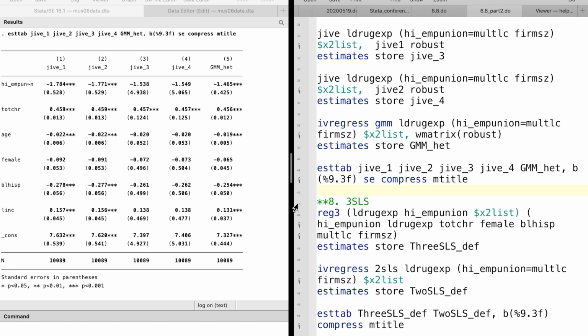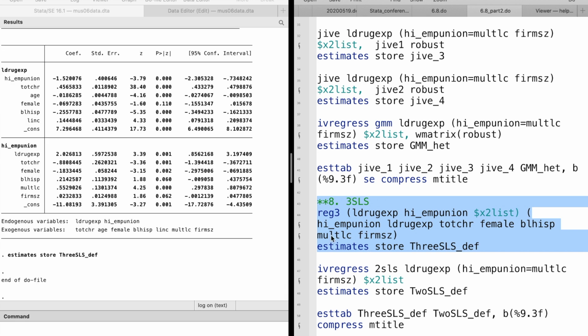In question 8, we estimate the 3-stage least square model and compare the 3-stage least square coefficient estimates and standard errors with those from 2-stage least square estimation. In the 3-stage least square, there are systems of 2 equations. There are 2 endogenous variables: the expenditures on medications and the decision to purchase private insurance.